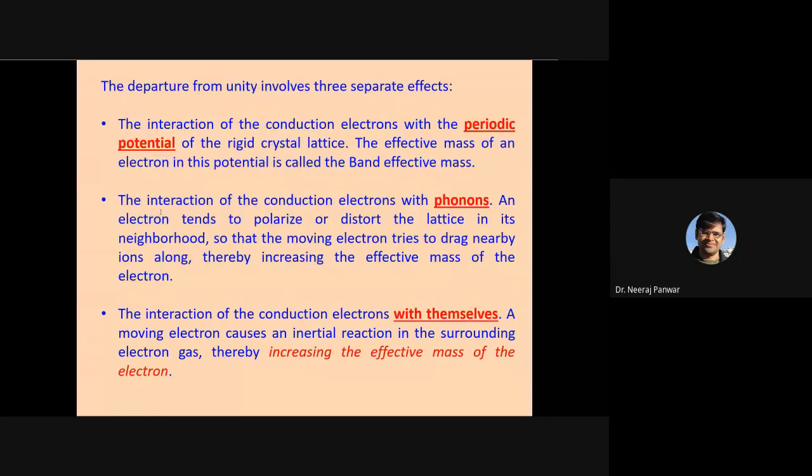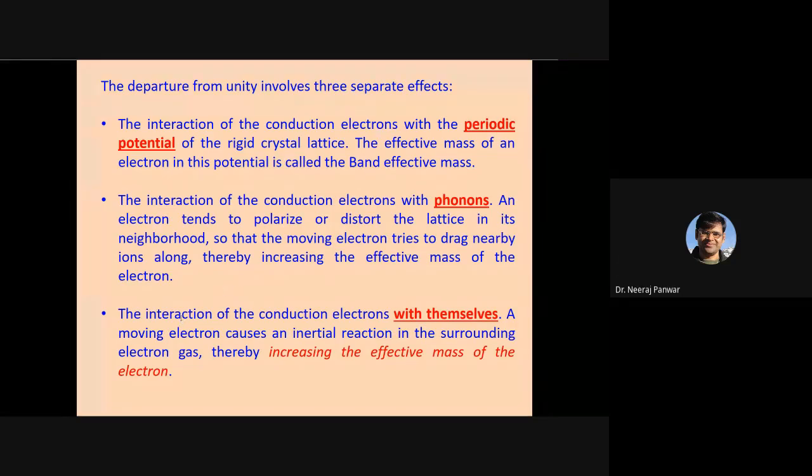The second is the interaction of these free electrons with phonons or lattice vibrations. An electron tends to polarize or distort the lattice in its neighborhood so that the moving electron tries to drag nearby ions along, thereby increasing the effective mass of the electron.